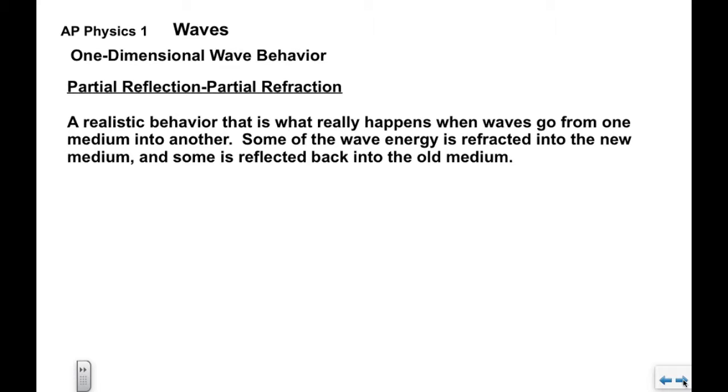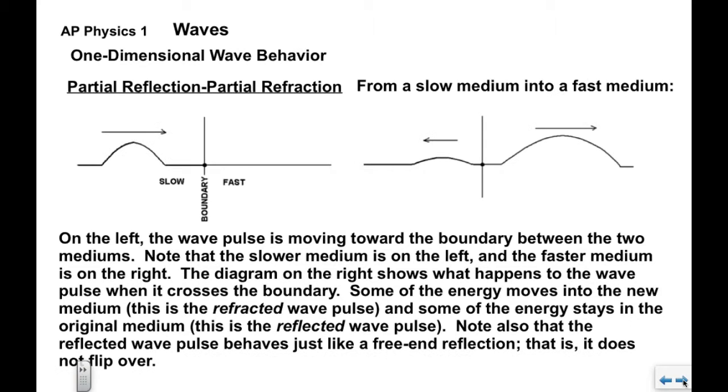Now, when we deal with partial reflection and partial refraction, again, this is a more realistic behavior. Some of the wave energy gets refracted and goes into the new medium, and some of the wave energy is reflected back into the old medium. So first we'll look at from slow to fast. Here's a wave pulse traveling along the slow medium. This is the boundary between the slow and the fast, so the wave speed will change when it passes right here.